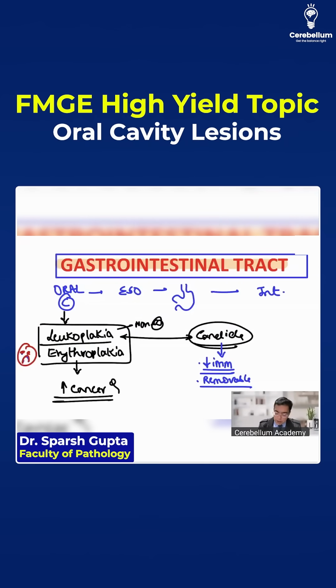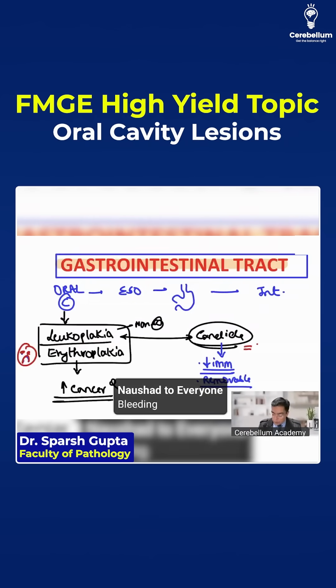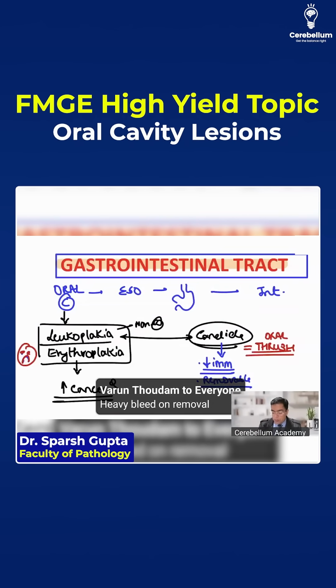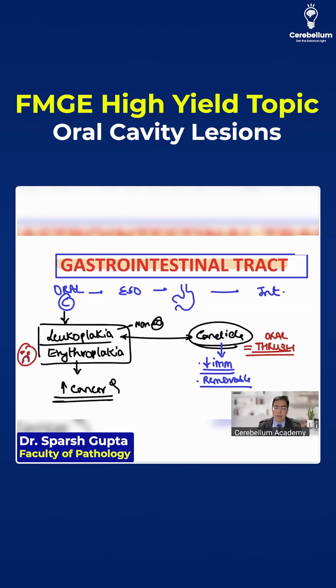When there is a Candida infection in the oral cavity, it is given the name of thrush, oral thrush. So this is obviously going to be an ENT or micro question asked in the exam. Oral thrush is a lesion caused by infection with Candida albicans.